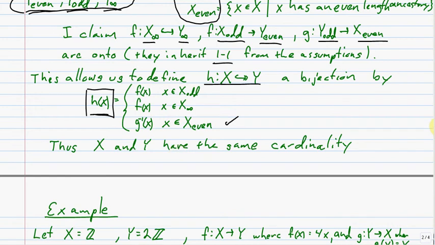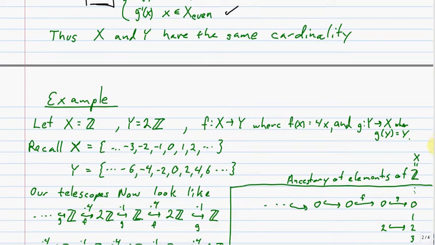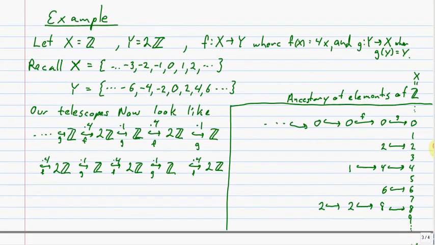Same cardinality. Now here's an example. Incidentally, this is completely trivial for finite cases. So the interesting examples come when we look at infinite sets. So I'm going to use the setup of the theorem, and I'm going to go through it in detail.